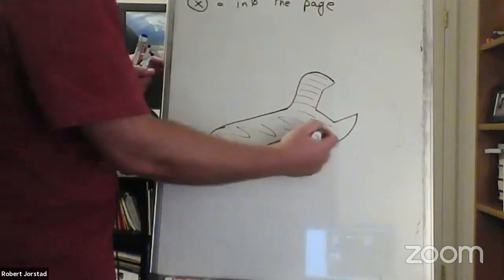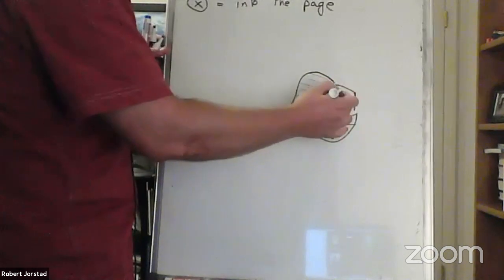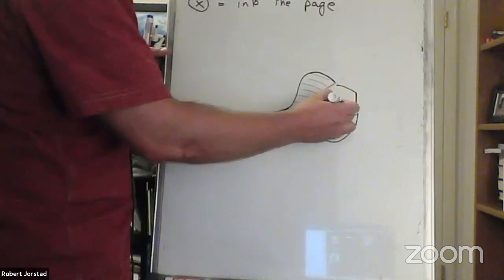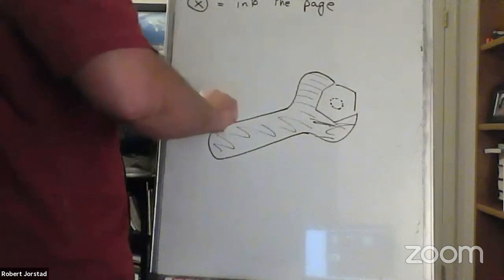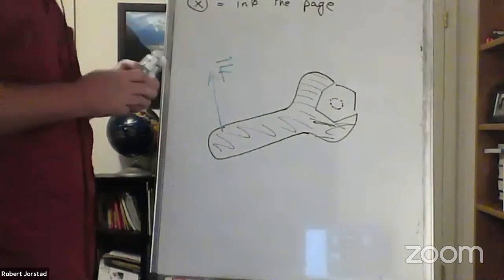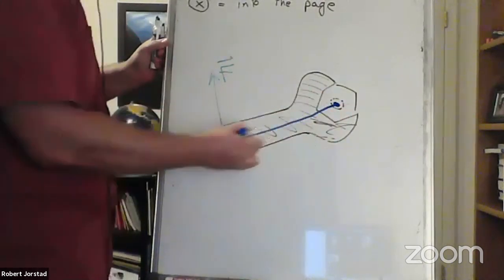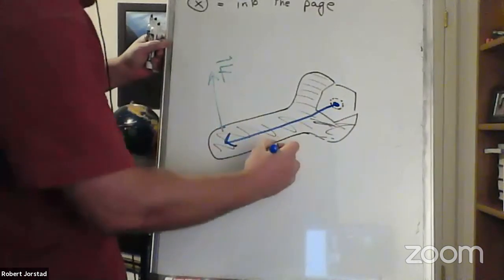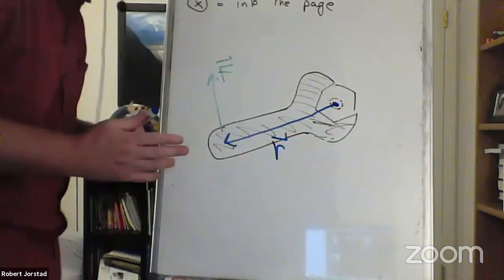So there's my wrench, right? Here's a bolt. Let's say I'm going to try and tighten this bolt. Now you probably could imagine there's an axis of rotation right there. So let's say I pull on the wrench this way. So let's say this is my force. And then this is a vector from the pivot point to the point where the force is applied. So that's called an R vector.